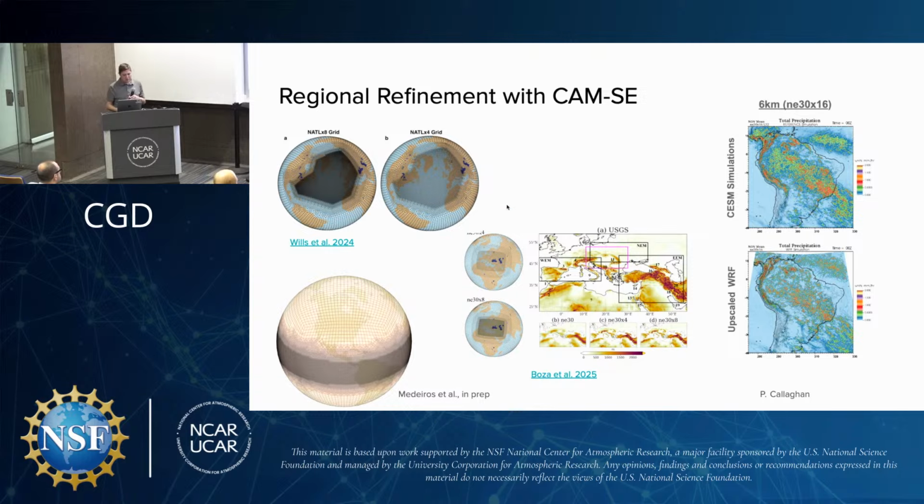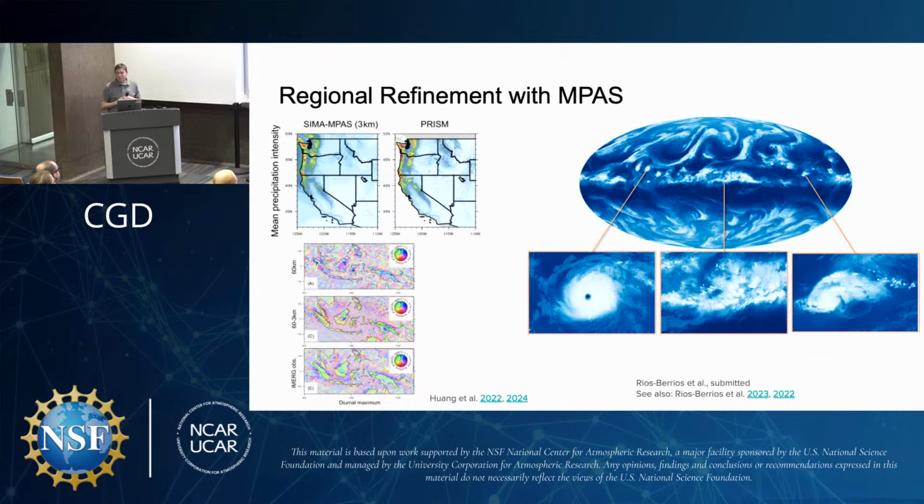So on the left side of the screen, a few examples going down to 14-kilometer grid spacing in regions, and then on the right, Patrick Callahan's South American configuration that goes down to 6 kilometers. We can do the same thing with MPAS, and we have been doing that. So these are just some examples using SIMA and Earthworks configurations from Xingying Wang's work, looking at the Western US refined down to 3 kilometers, and the maritime continent also refined down to 3 kilometers in CAM-MPAS.